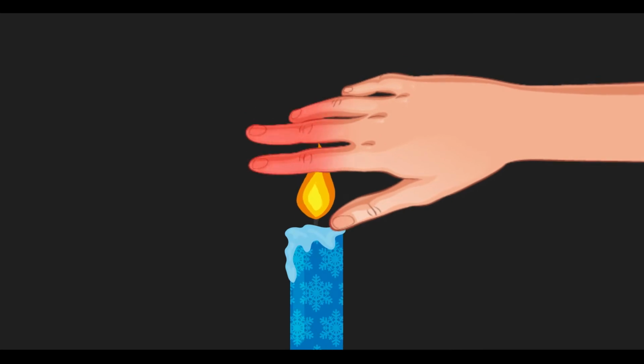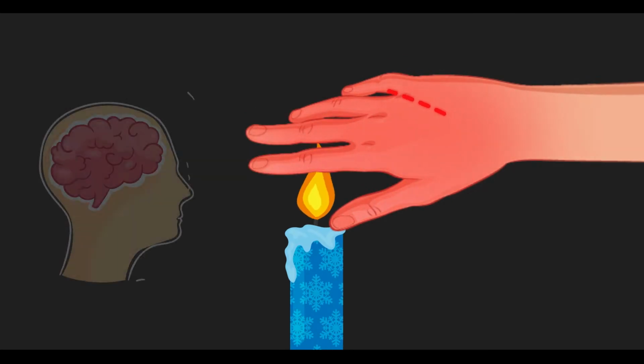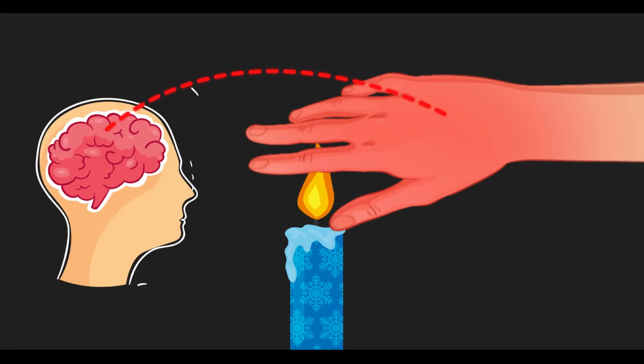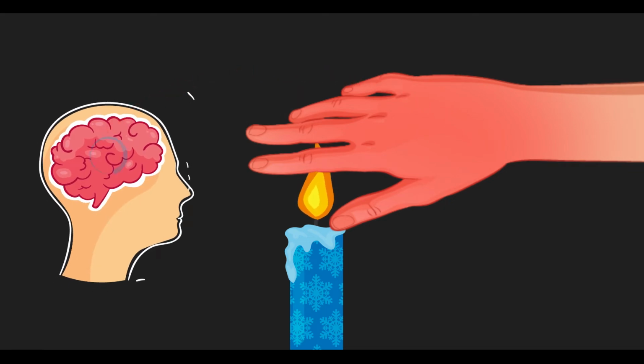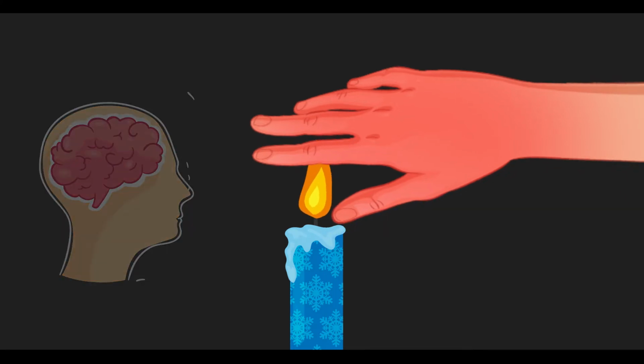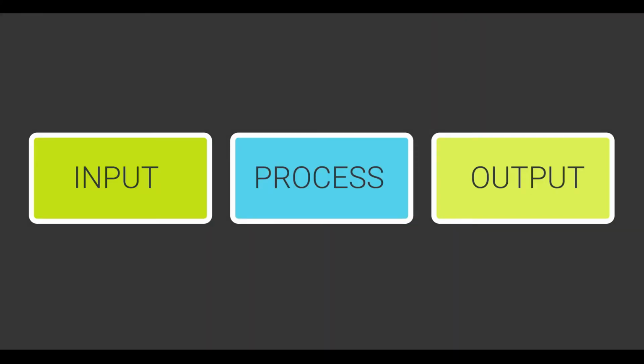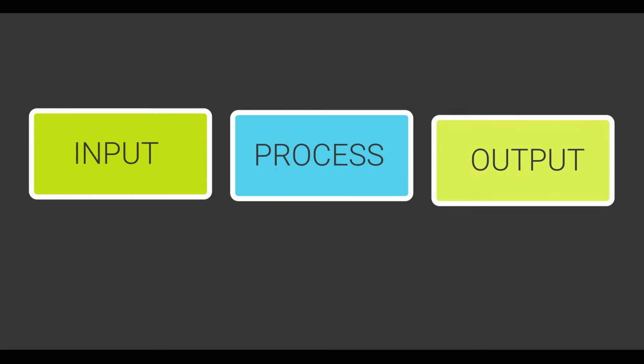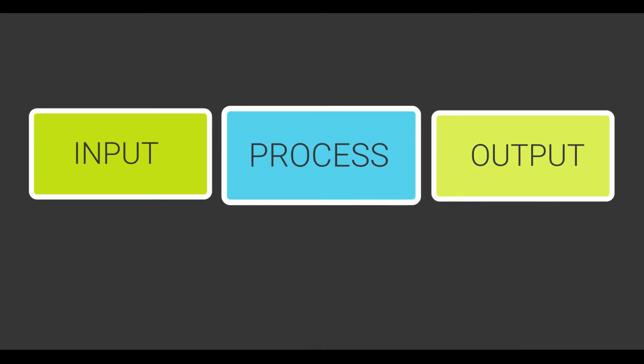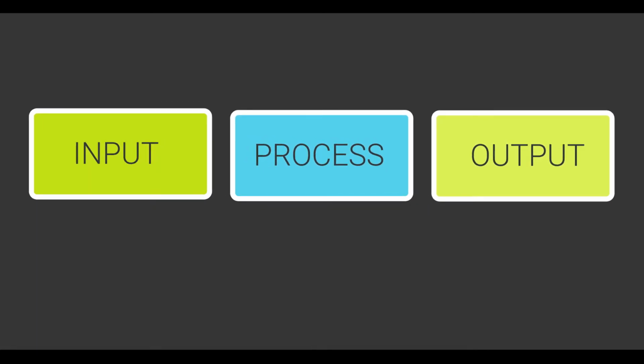Well, our skin is a kind of sensor which detects heat and sends a signal to the brain. When your brain receives the signal, your brain immediately processes and instructs your hand to move away from the fire. The above situation can be divided into 3 blocks: input, process, and output.